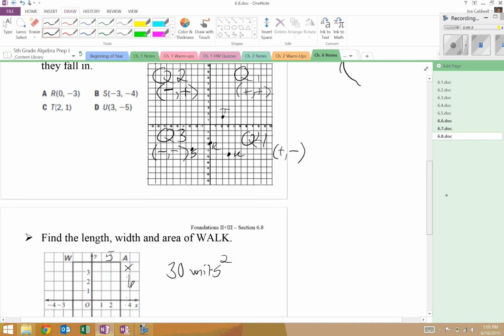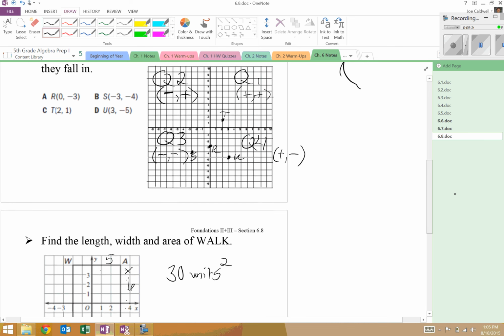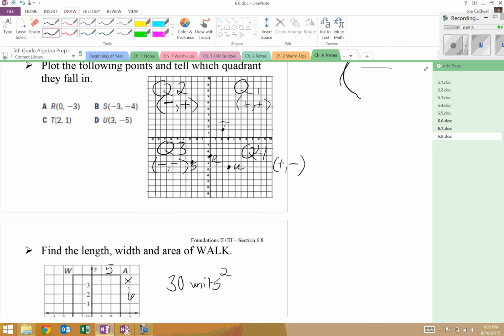So that should give you a little bit of a starting point to be able to label your ordered pairs and to be able to draw your ordered pairs.